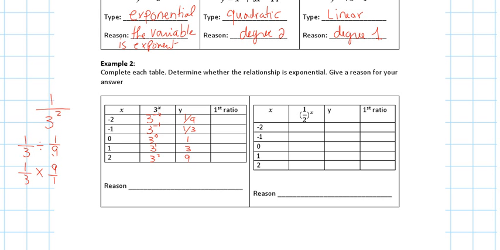Be careful. Okay? So, I flip my second fraction. Now, how do I simplify this? How do you multiply fractions? Top by top, bottom by bottom. So that's 9 over 3. What's 9 over 3? 3, right? So when I do y2 divided by y1, so 1/3 divided by 1/9, I'm going to get 3.